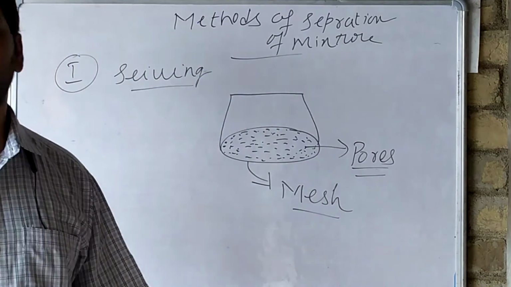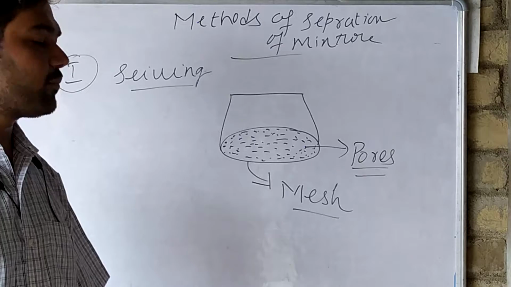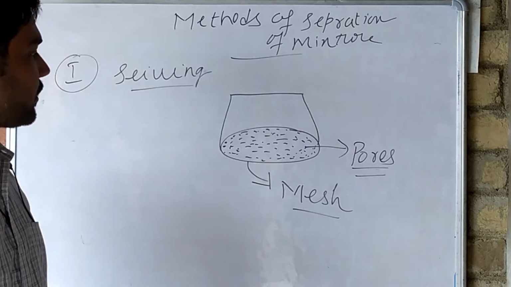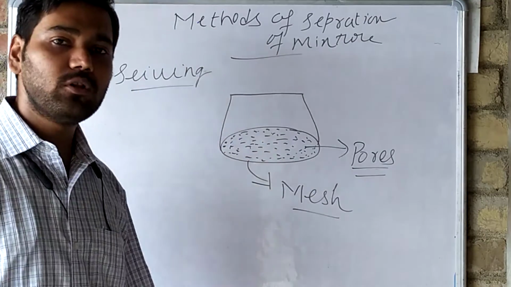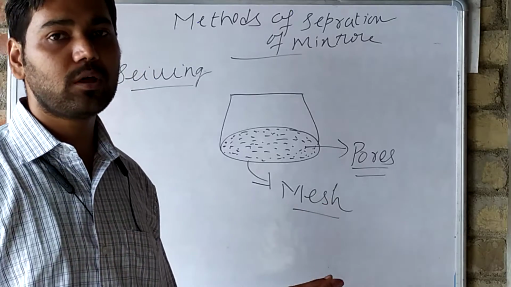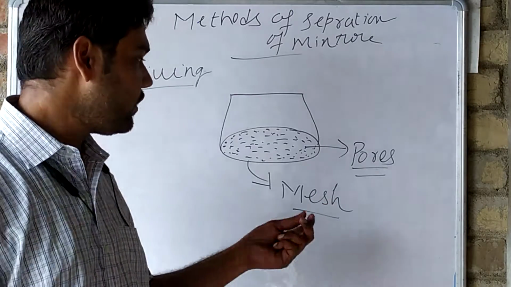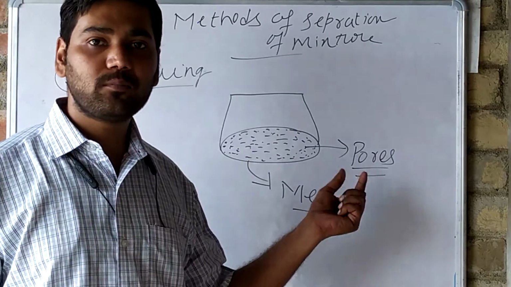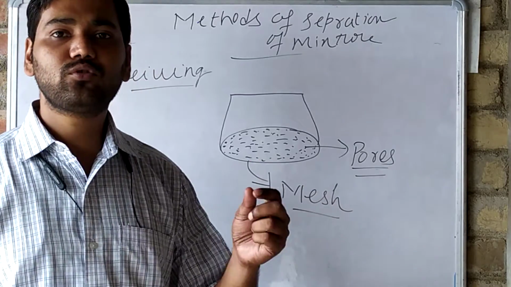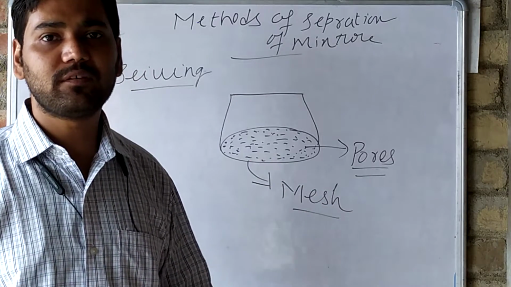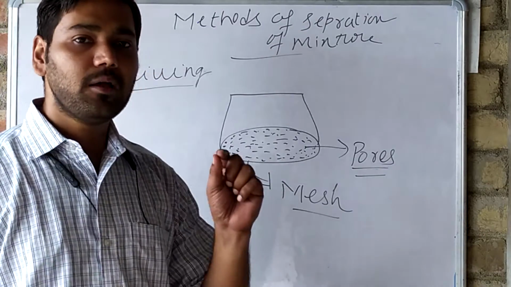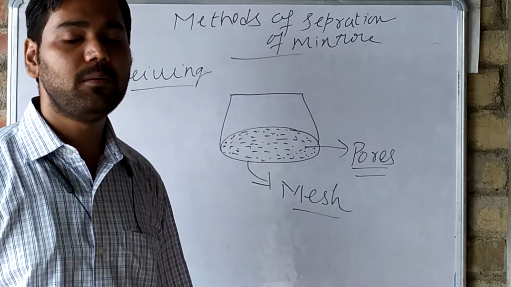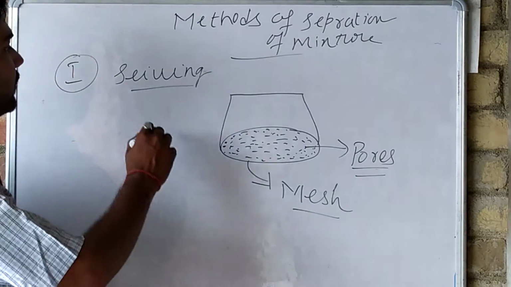On this mesh we will pour something, and what happens? The smaller particles will pass through the pores when we shake it. Those tiny particles of that mixture pass through the small pores, and the bigger particles remain on the mesh. This process is known as sieving.